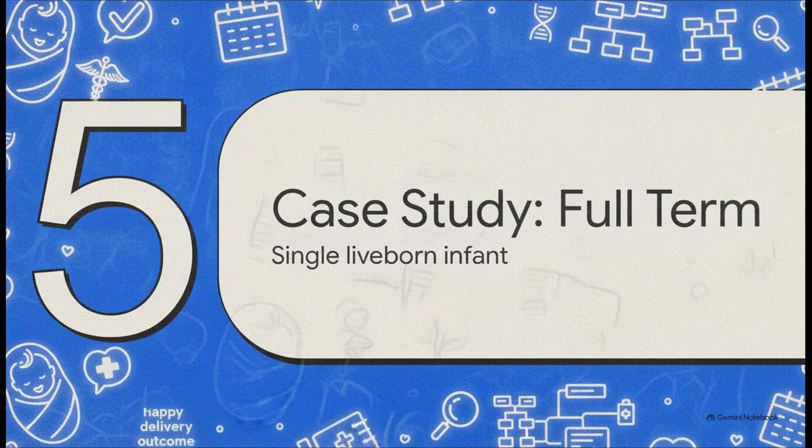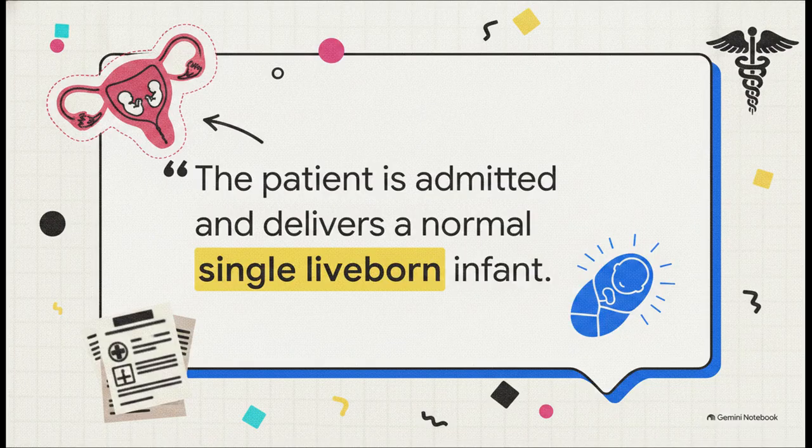Section 5, Case Study, Full Term. Delivering a single live-born infant. Okay, let's look at this final scenario. A patient with an initial twin pregnancy had previously undergone fetal reduction of one fetus due to suspected chromosomal anomalies. Fast forward to her 38th week of pregnancy, she is admitted and delivers a normal, single live-born infant. Guys, this is the exact riddle I asked you about at the beginning of the explainer. We're coding a single live birth, but the chart clearly started as a twin pregnancy. Let's see how we handle this one.